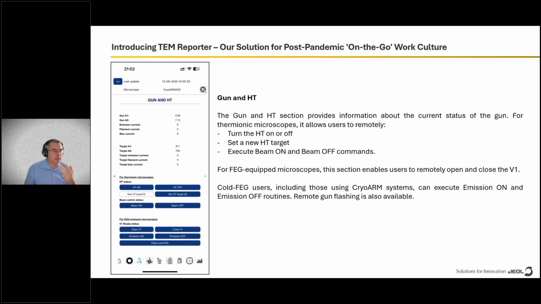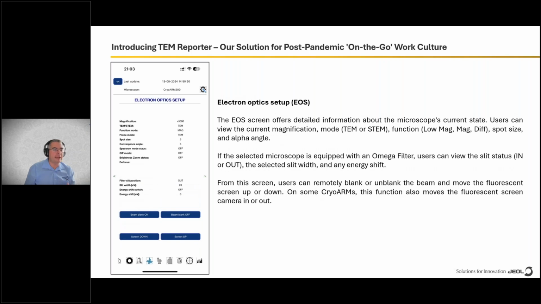In the case of field emission machines, we may open and close the V1. We can switch on and turn off the emissions, and we can flush the cold FEG. Again, you may want to flush the FEG and execute auto emission on while on your way to the facility.